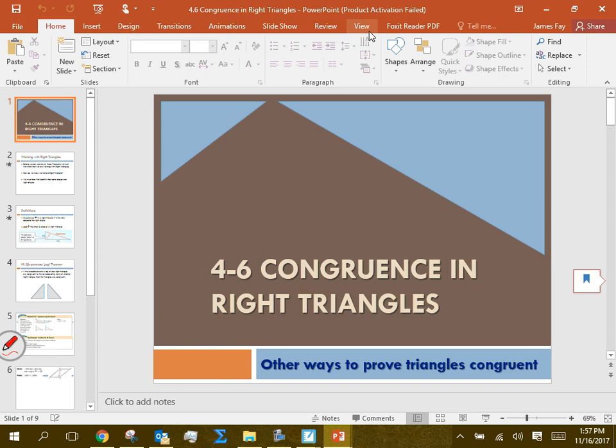So what we want to do is we want to be able to prove triangles congruent. We've been doing some of that stuff. We've been dealing with side, angle, side, all of those postulates and theorems that allow us to prove two triangles congruent. Today, we're going to talk about one more, and this will be the last one that allows us to prove triangles congruent. Okay, but it only works in right triangles.